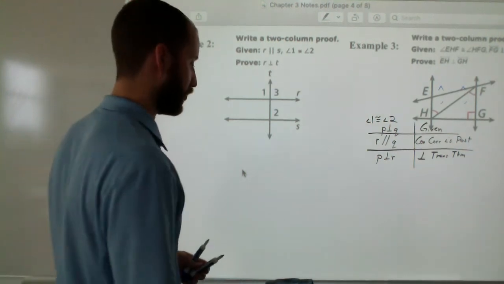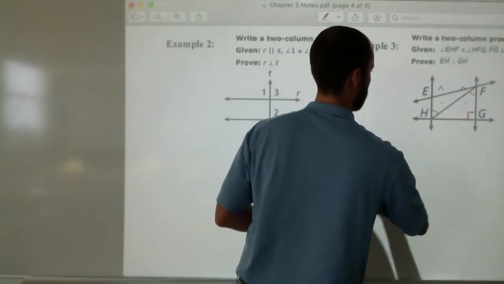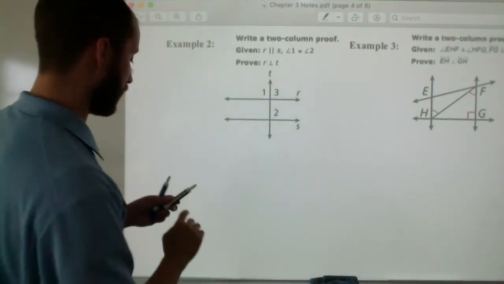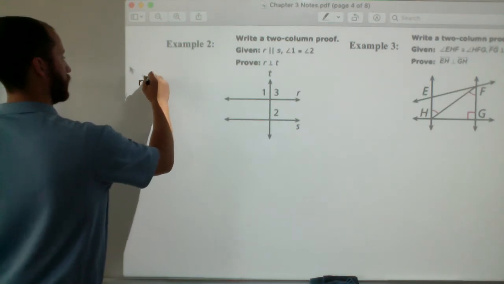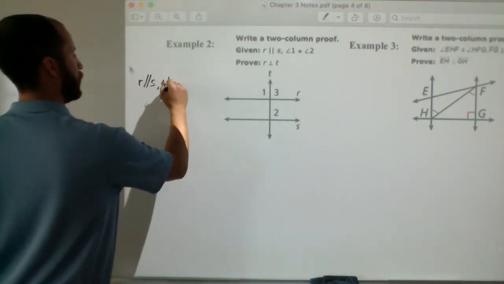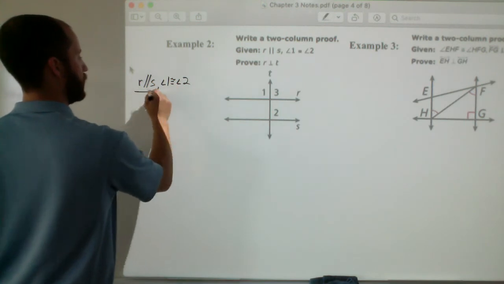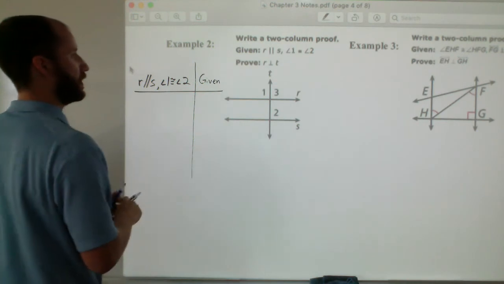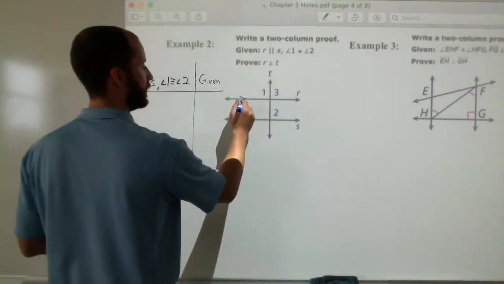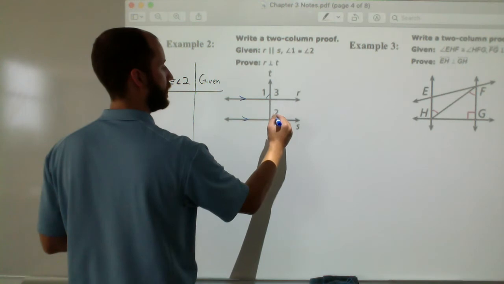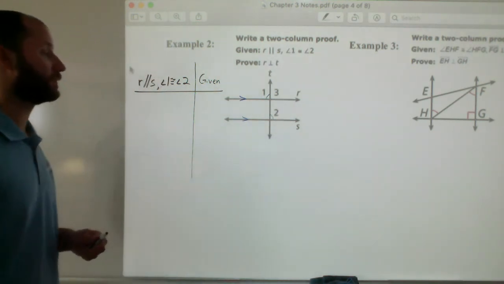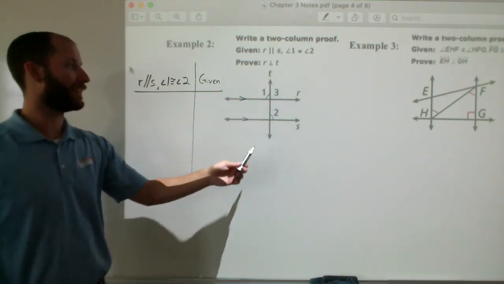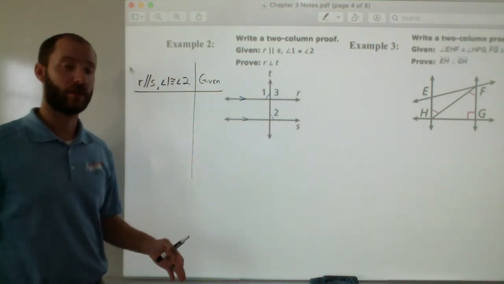Let's go down to example 2. So we have R is parallel to S, and angle 1 is congruent to angle 2. Given information. So R is parallel to S, and angle 1 is congruent to angle 2. So we want to prove that R is perpendicular to T. Well, let's use our givens.